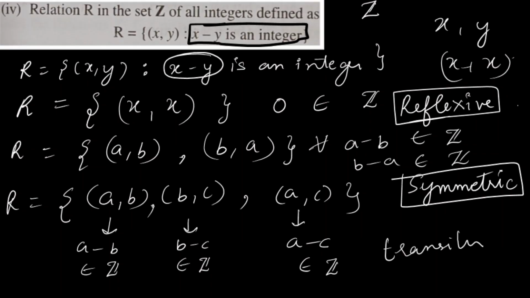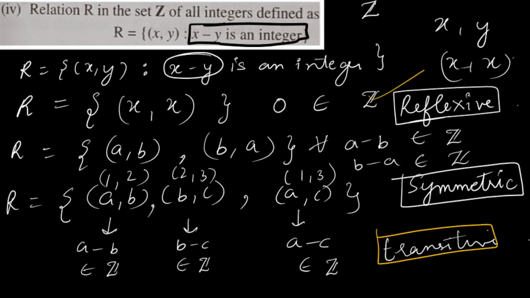Again, if you want to understand it with the help of an example, I'll take one. Suppose I have (1, 2), (2, 3), and then (1, 3). Their differences: for (1, 2) it is minus 1, which belongs to the integers. For (2, 3) it is also minus 1, an integer. For (1, 3) it is minus 2, which also belongs to the integers. That is how we can see this relation is reflexive, symmetric and transitive as well.